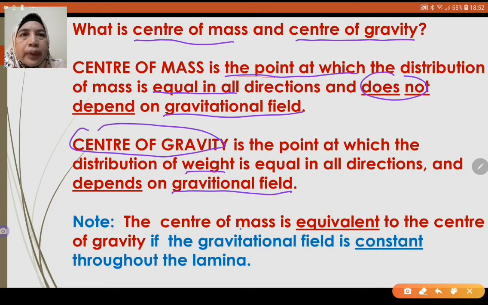Please take note that in our module, we use center of gravity instead of center of mass because we know that center of mass is equal to the center of gravity if the gravitational field is constant throughout the lamina. So most of the lamina around us basically have a constant field throughout the lamina.